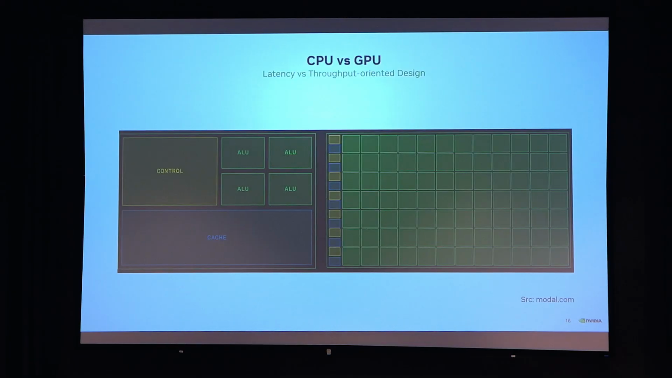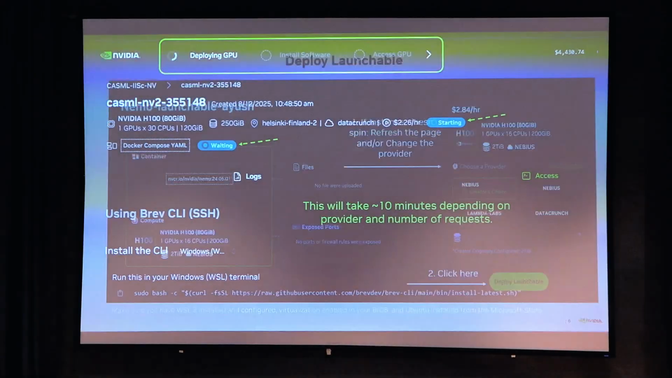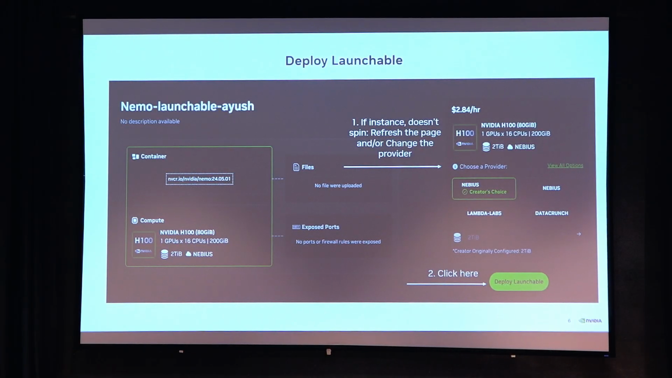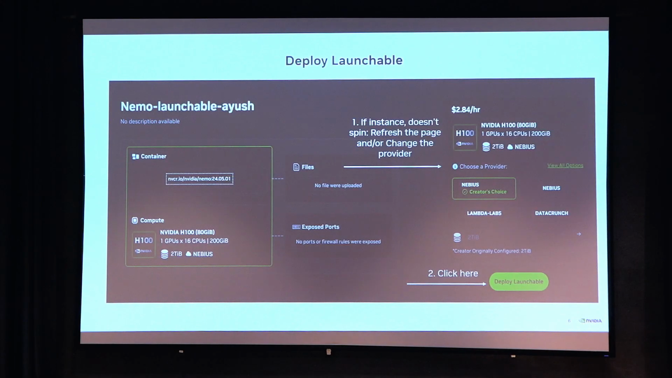Okay, I will go back here. We need to switch back a few slides. Many of us are facing an instance spinning issue. Once you are on this page, if you are not able to spin the instance properly, then change the provider. Here there is a list of providers and an arrow button where you can see more providers. Click on that and see if deploy launchable works or not.